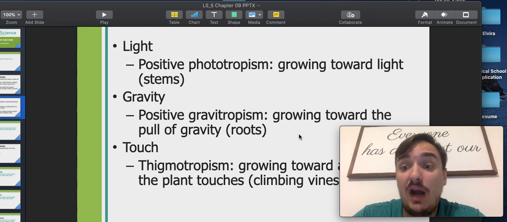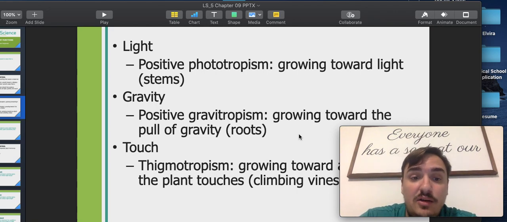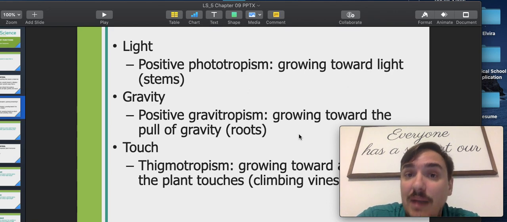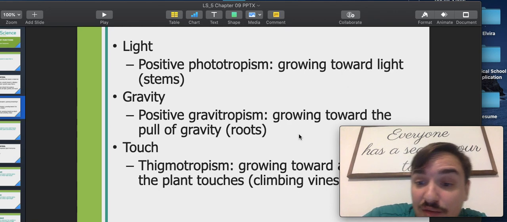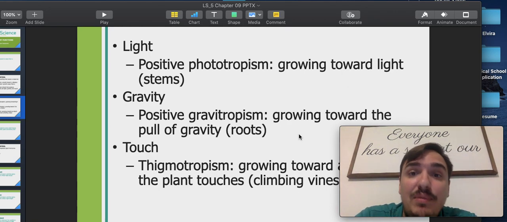Then you have touch. This is another stimulus that a plant can grow in response to, and this is called thigmotropism. And this is in reaction to touch. So plants can react to touch and grow around it. We see this a lot in viney trees and vine plants like tomato plants that attach themselves to fences and other plants that give them structure.